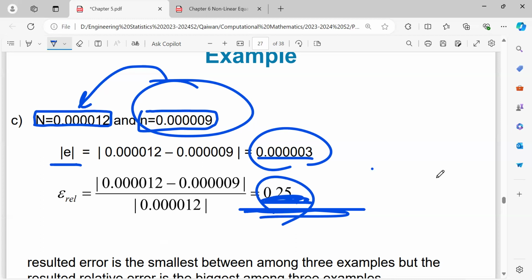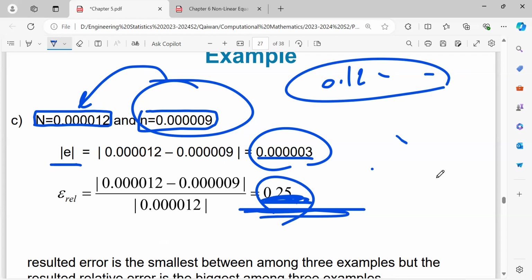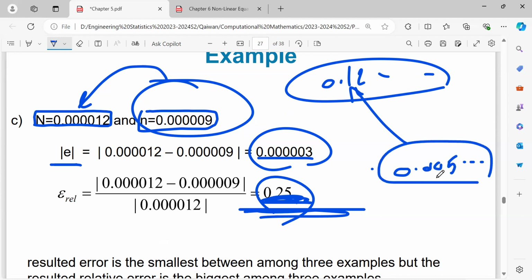But if you have non-zero values in the first few decimals, it means it is not a good approximation. But if the first non-zero value is after the second, third, fourth decimals, it means it's a good approximation. If the relative error is, let's say, 0.1, this is not a good approximation, as the first decimal point is a non-zero value. And this one, 0.005, is a good approximation, as the third decimal point is a non-zero value. Okay?